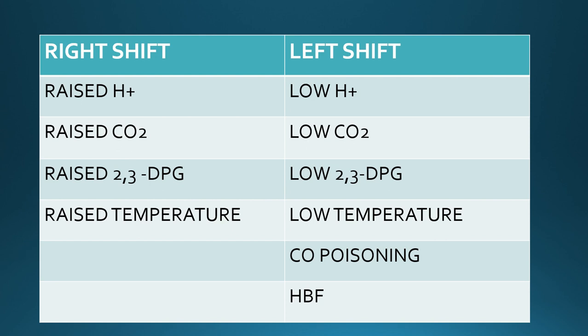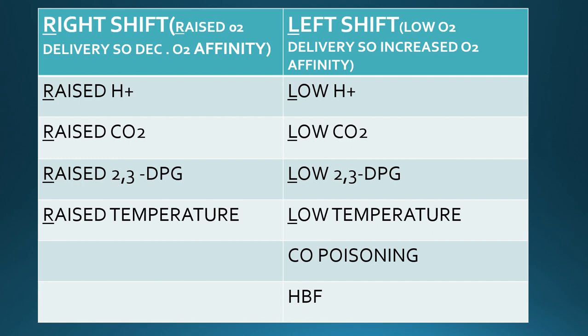Now, how do we remember this? Is there a mnemonic? Yes, of course, there is a mnemonic. For the right shift, just remember R for right shift and R for raised oxygen delivery. L for left shift and L for low oxygen delivery. Whenever there is low oxygen affinity, that means raised oxygen delivery. Whenever there is increased oxygen affinity, that means low oxygen delivery.